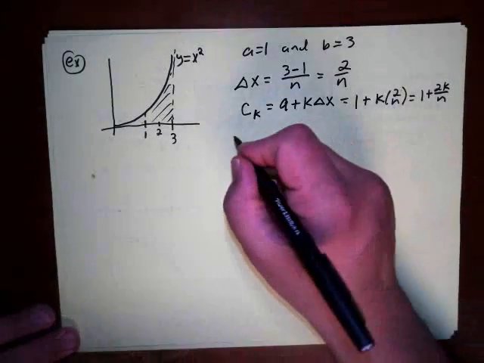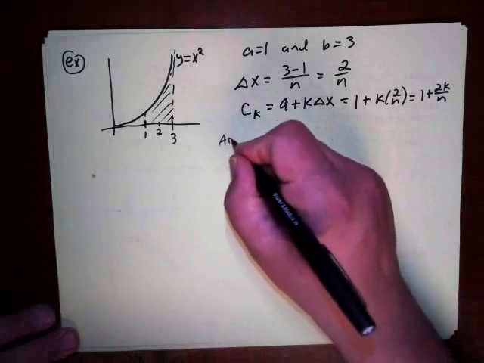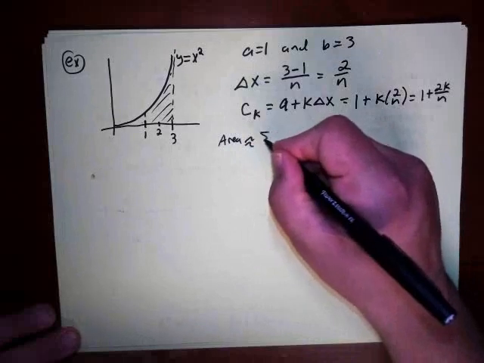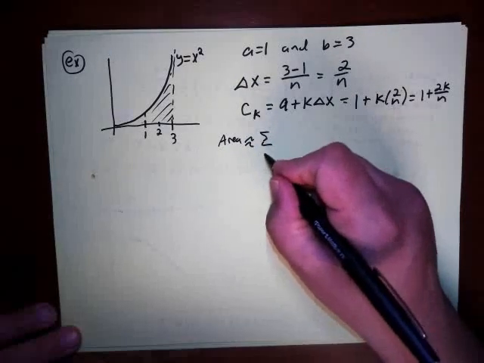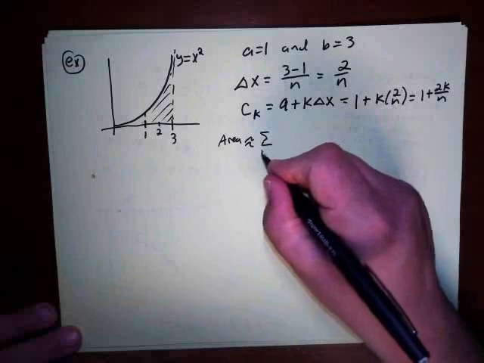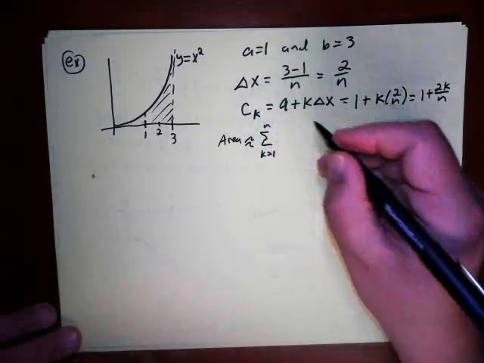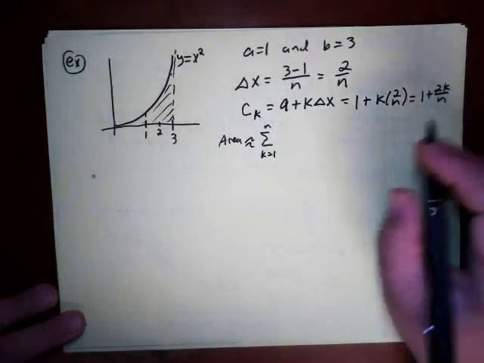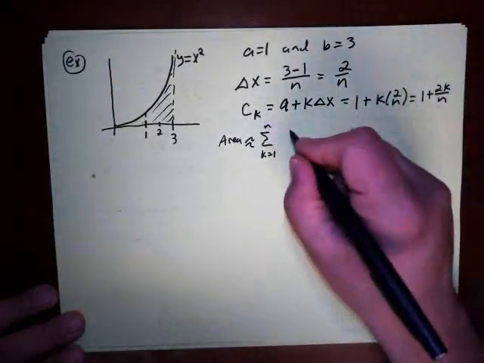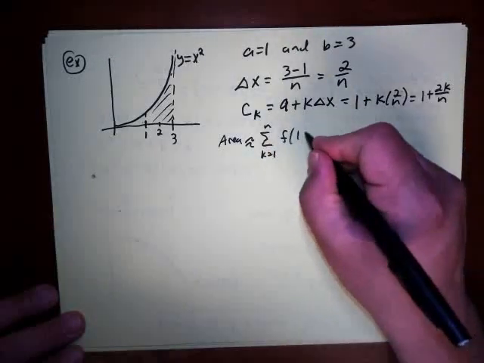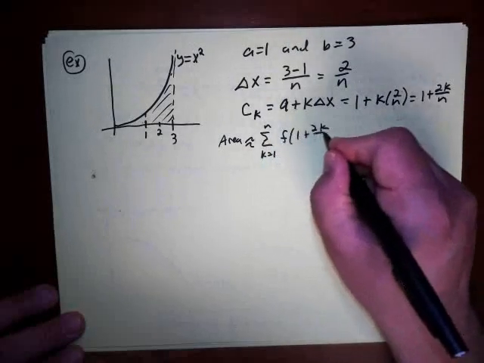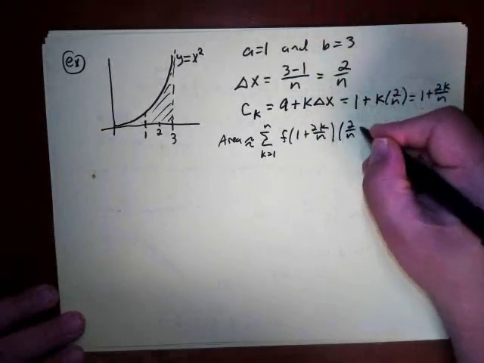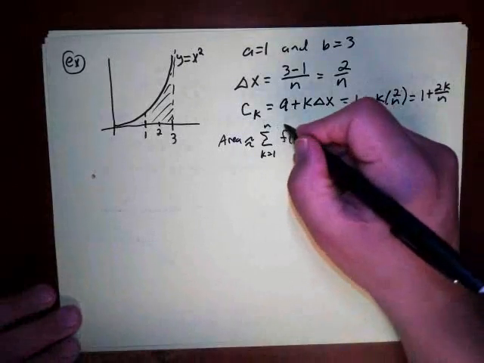Okay, so now my Riemann sum for n rectangles, what I'm going to do is k equals 1 to n of f of 1 plus 2k over n, times my delta x, which is just 2 over n. So it'd look like that.